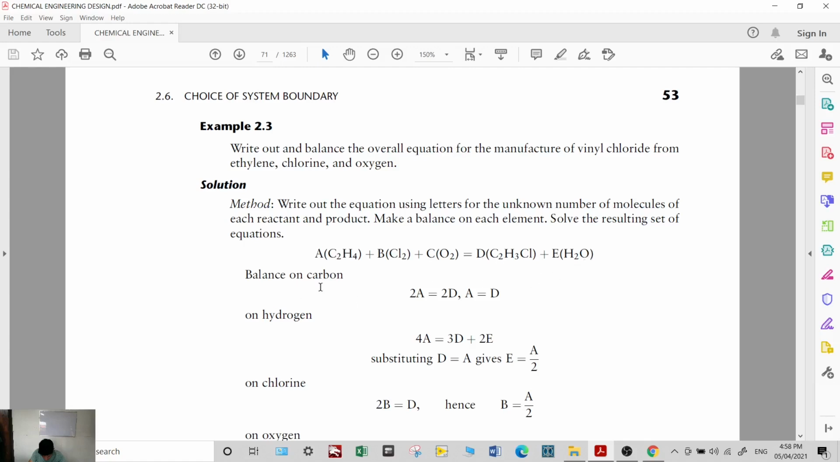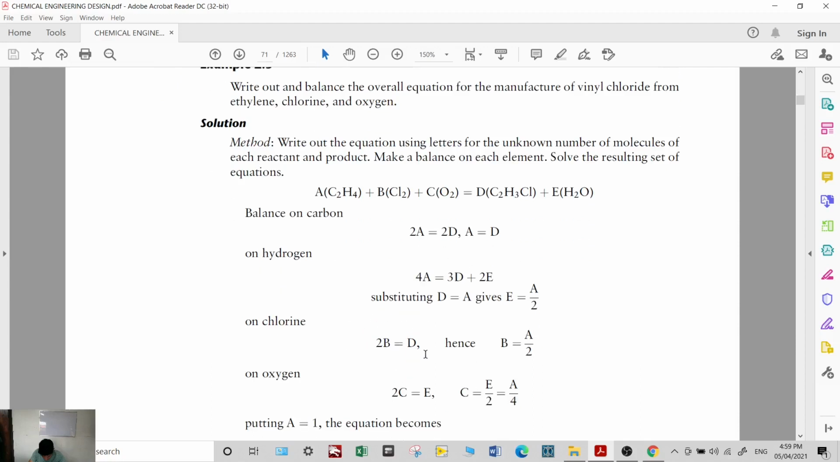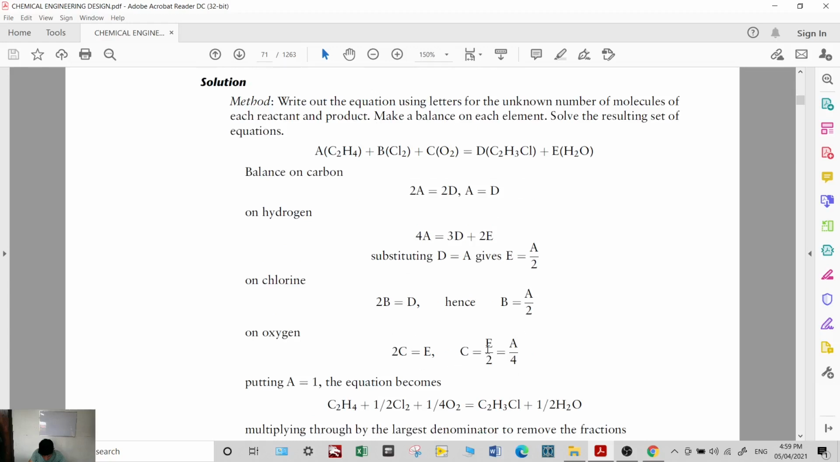And then you balance this for carbon. Your carbon on the reactants side is 2A. This is equal to 2D on the product side. So that is why A is equal to D. For hydrogen, 4A is equal to 3D plus 2E, but since A is equal to D, substituting here, we get that E is equal to A over 2. For chlorine, 2B is equal to D. Therefore, D is just equal to A. So, B is equal to A over 2. And oxygen, 2C is equal to E, rather. So, therefore, C is just A over 4.